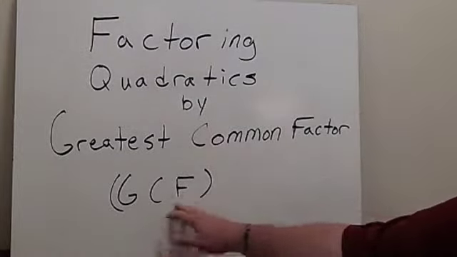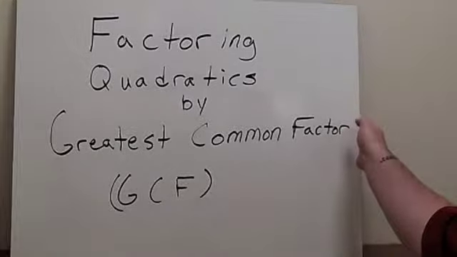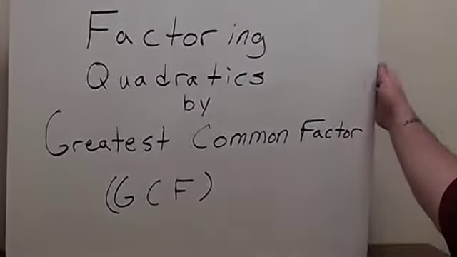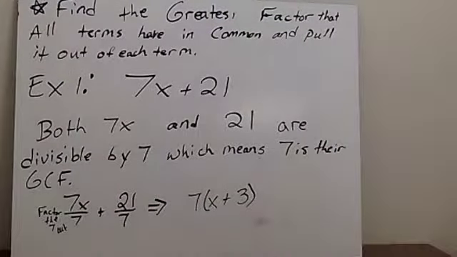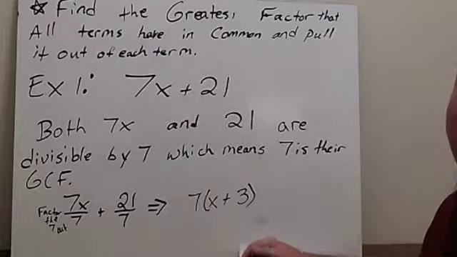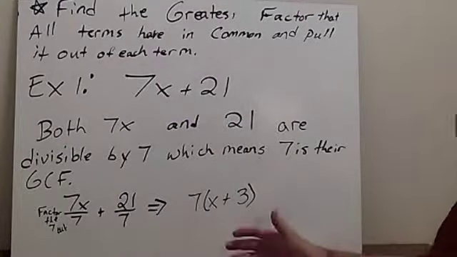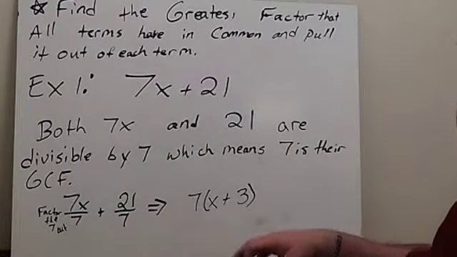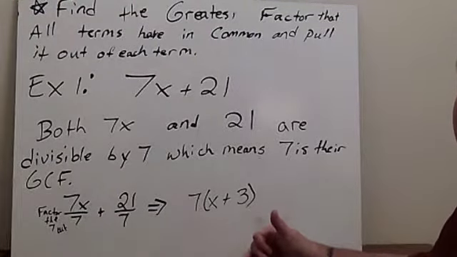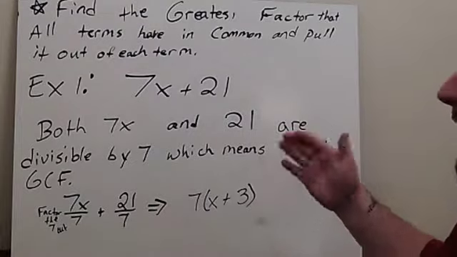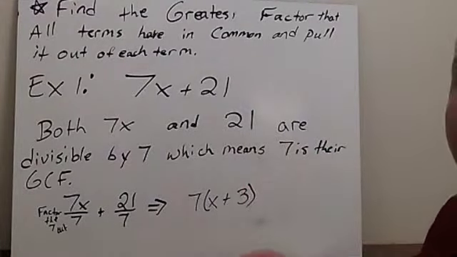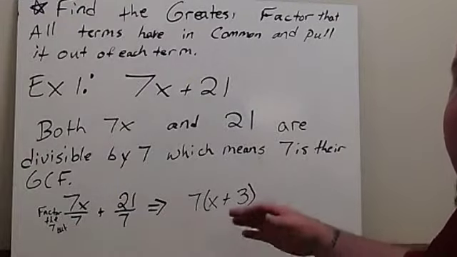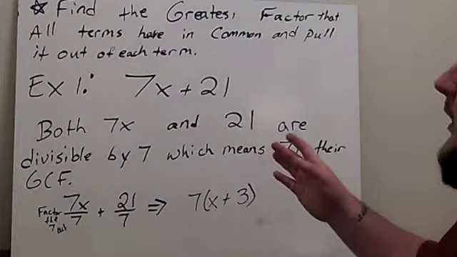Greatest common factor, or the GCF. We will use GCF to abbreviate it and keep it simple in class. What we're doing is finding the greatest, or the largest, factor. Again, a factor is any number or term that goes into everything that all of our terms have in common. We're going to then pull that term out of each of our terms.